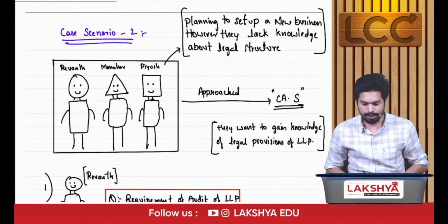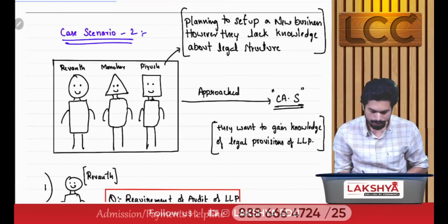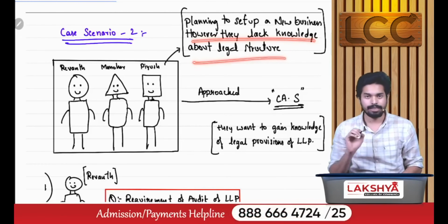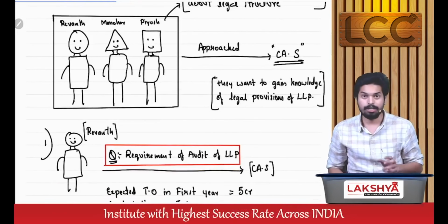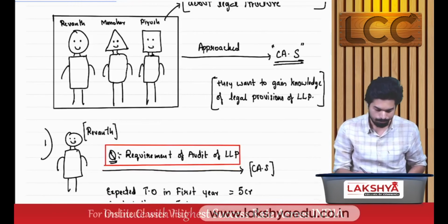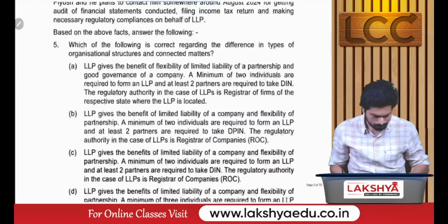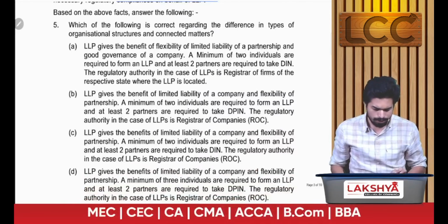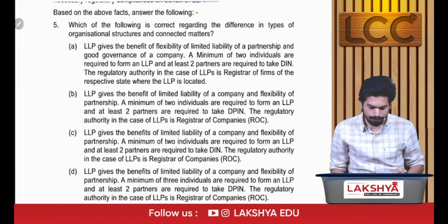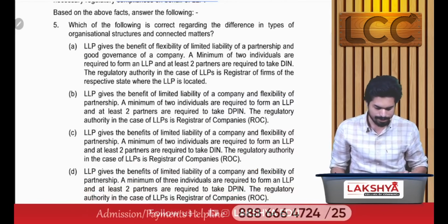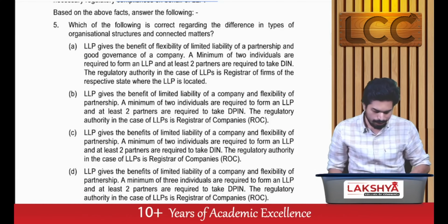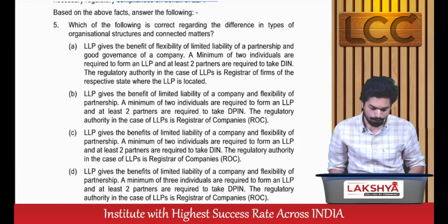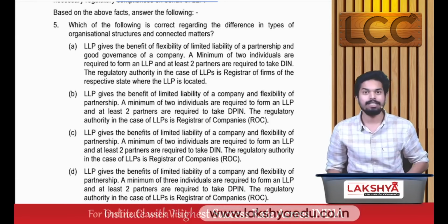Now, the key points are: there are 3 persons, Revant, Manohar, and Piyush. They are planning to set up a new business. However, they lack knowledge about the legal structure. So they approach CAS. They want to gain knowledge of the legal provisions of LLP. So your first question is, which of the following is correct regarding the difference in types of organizational structures and connected matters? Option A, LLP gives the benefit of flexibility of limited liability of a partnership.